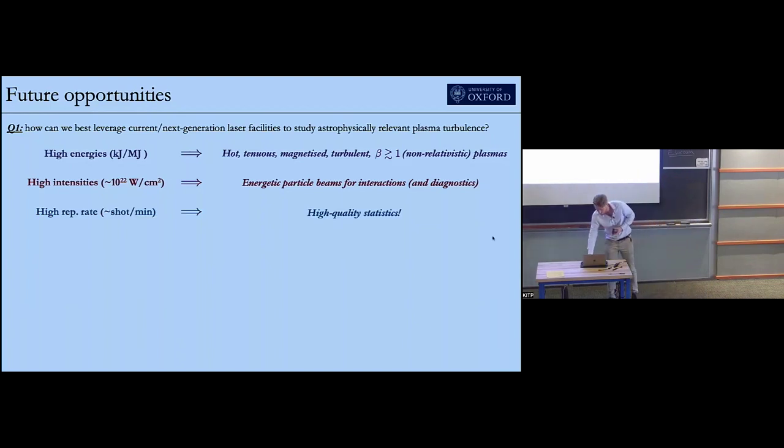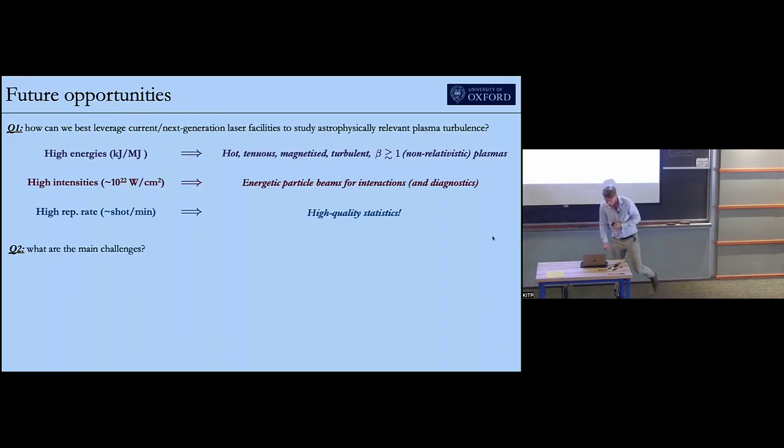Some facilities that are coming online, for example, the Apollon laser, now have the ability to do much higher shot rep rates than a previous, say, Omega or NIF. And this means that we might be able to get really high-quality statistics and then look at more precise effects than has been possible in the past, due to getting much smaller errors on things. So those are some of the opportunities.